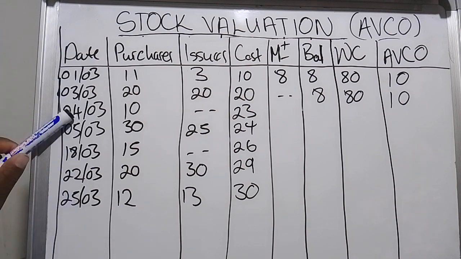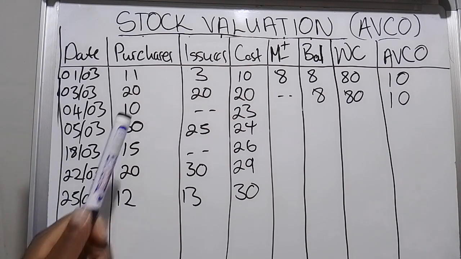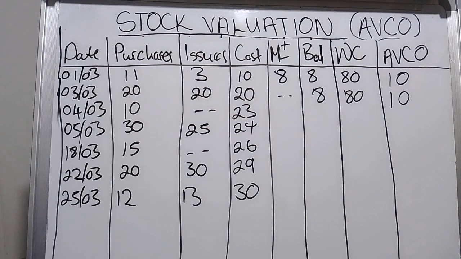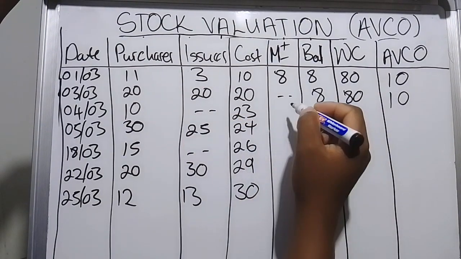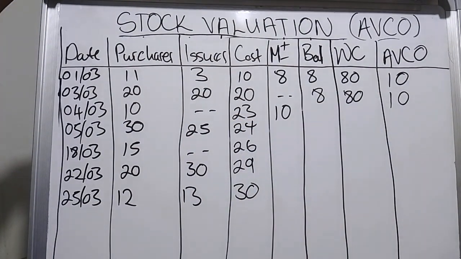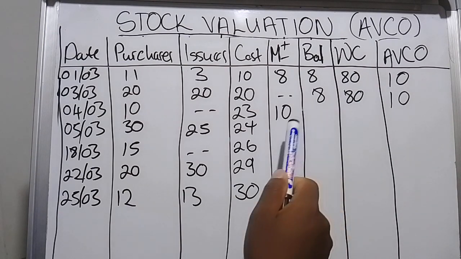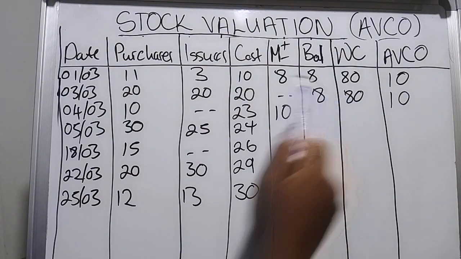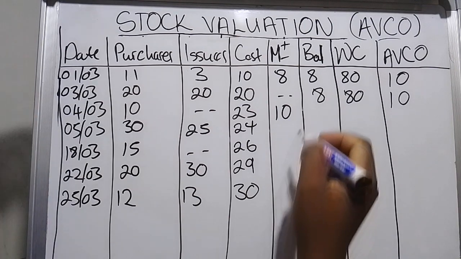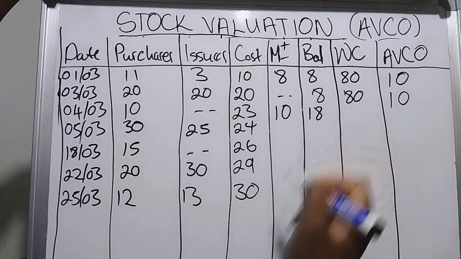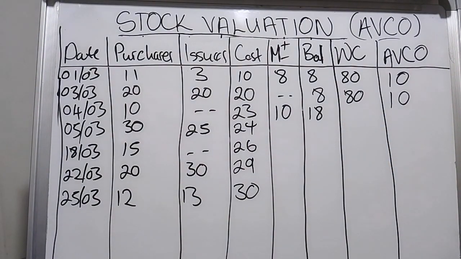Then we move to the fourth. We purchased 10 items at $23. It means there were no sales here, so 10 items were added into the stocks. Now our balance will be the movement plus the original balance. Now we have 18 items in the stock.